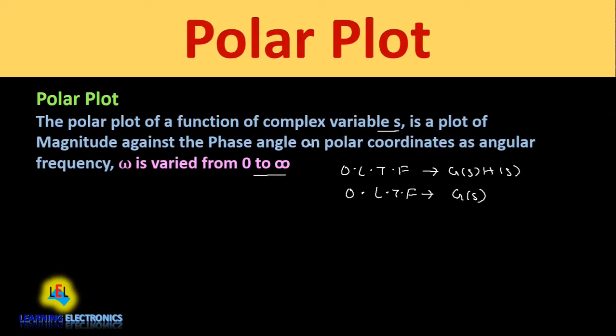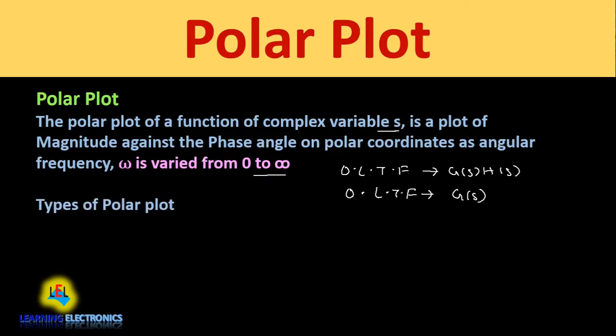So for drawing the polar plot, we have to find out the magnitude and phase angle for various values of angular frequency omega, which is varied from 0 to infinity. And when we plot those magnitude and phase angle values on the S plane by varying the values of omega from 0 to infinity, then that particular plot is called the polar plot. How to draw the polar plot we will study in the next lecture.